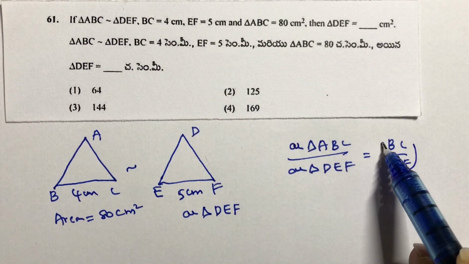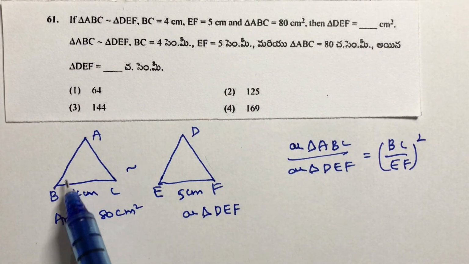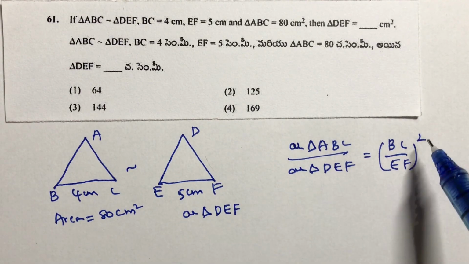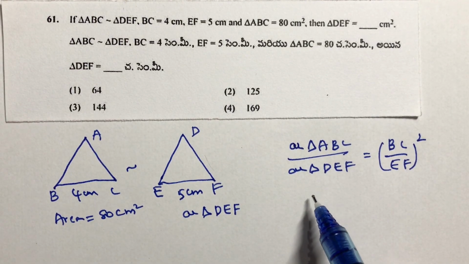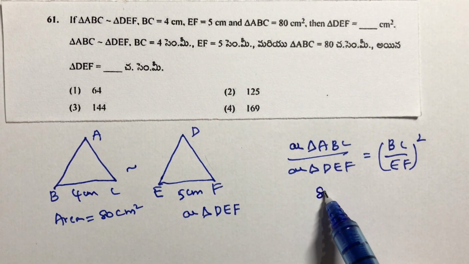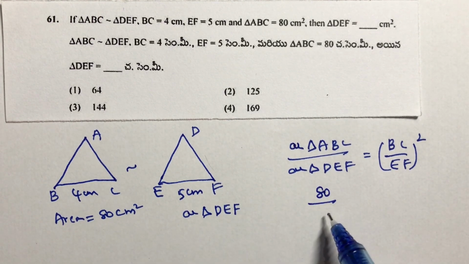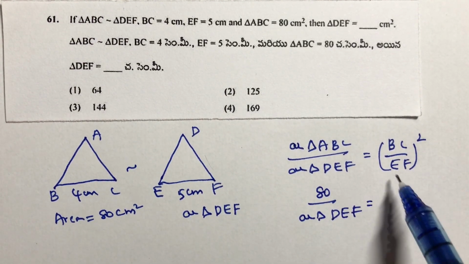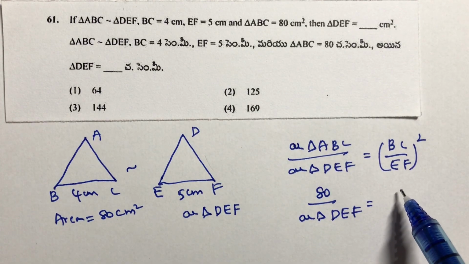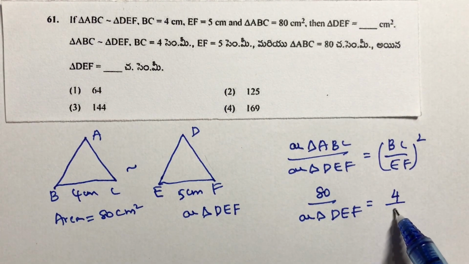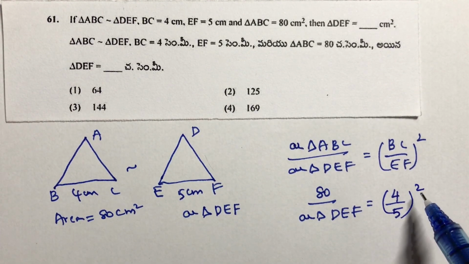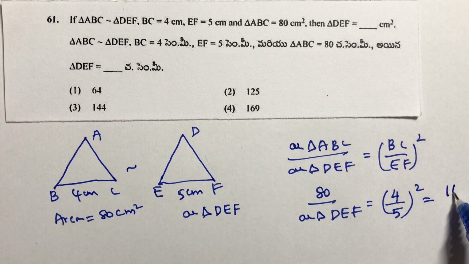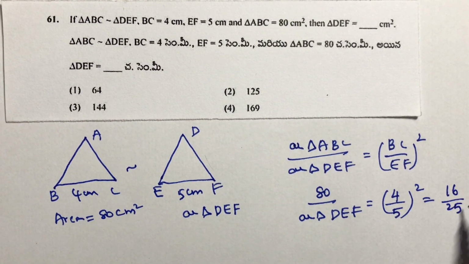BC by EF, I'll take whole square. I can take AB by DE, but I don't have the values. I have the values BC and EF, so I'm taking them. So now area of triangle ABC is 80 by area of triangle DEF. BC value is 4 and this is 5. So this value is nothing but 16 by 25.